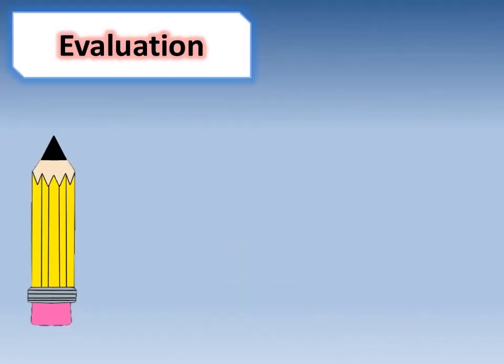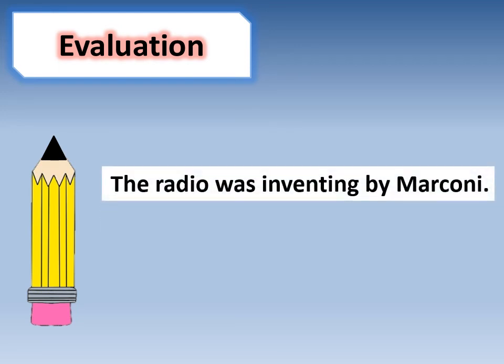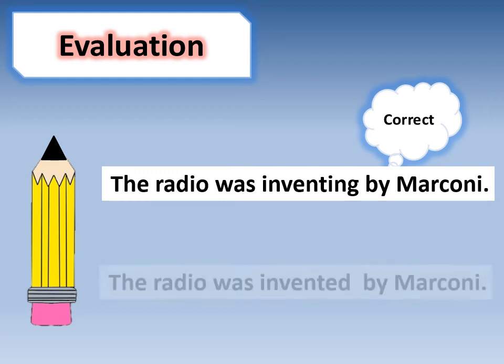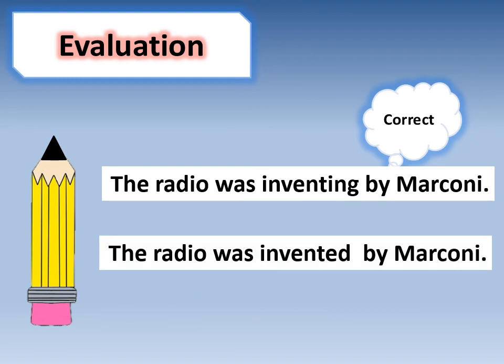Dear students, this is your evaluation. As you can see, we have a sentence: The radio was inventing by Marconi. There is a mistake in this sentence, so please try to correct it. Thank you. This is the correct answer: The radio was invented by Marconi. Inventing is wrong. The correct word is invented. Thank you so much.